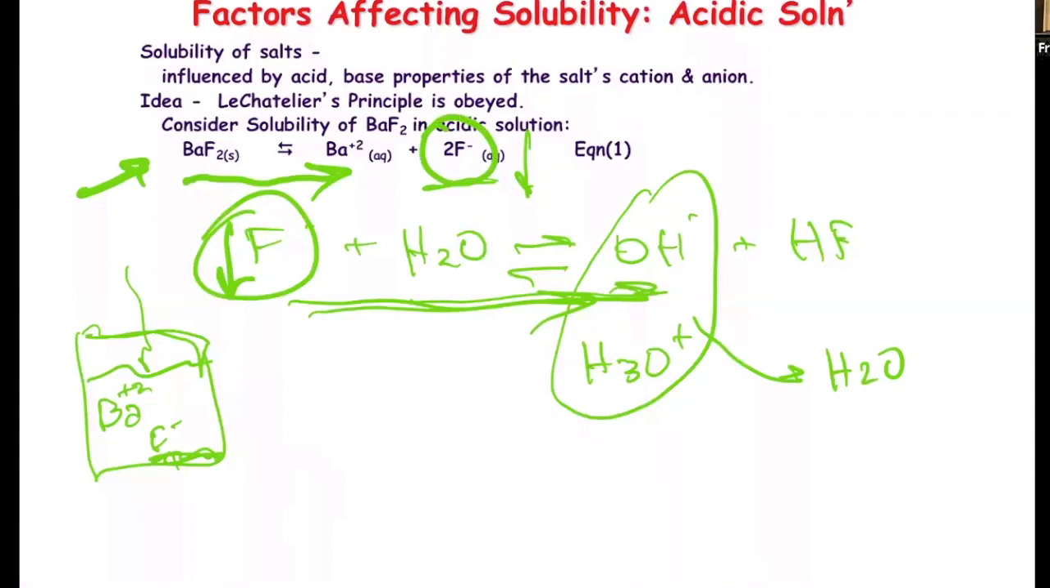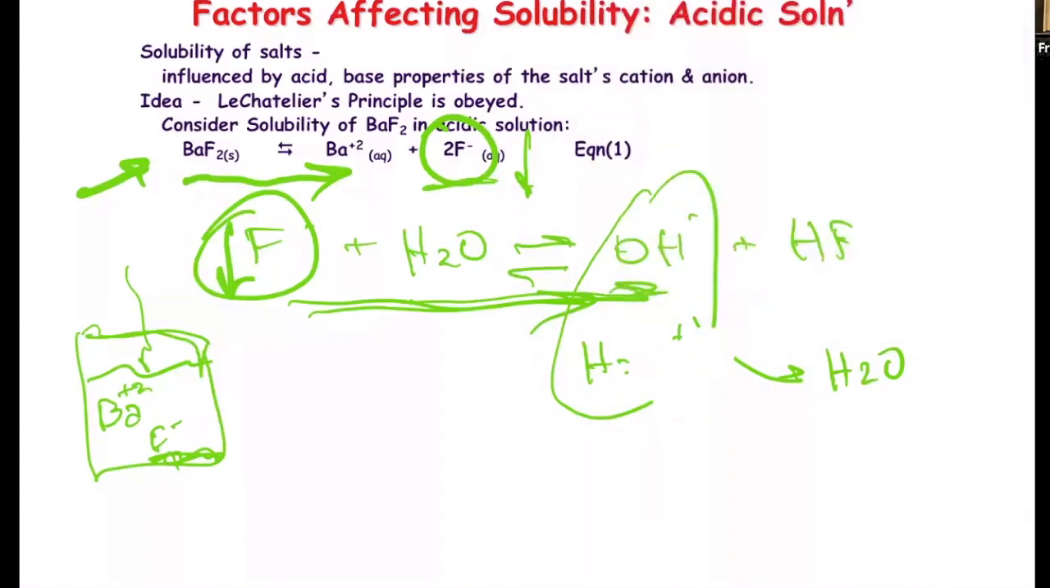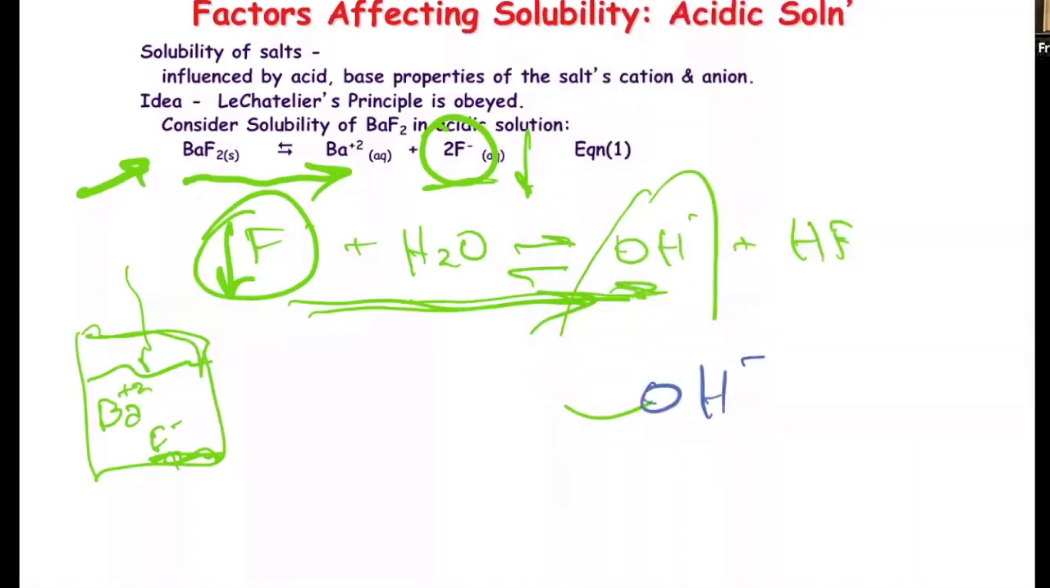We increase the solubility. So we can say that for this particular salt, we can increase the solubility by making the solution more acidic. We can decrease the solubility by just doing the opposite. By doing the opposite, okay, we make the solution more basic. So we add more hydroxide here. So we're loading the product in this secondary reaction with hydroxide.